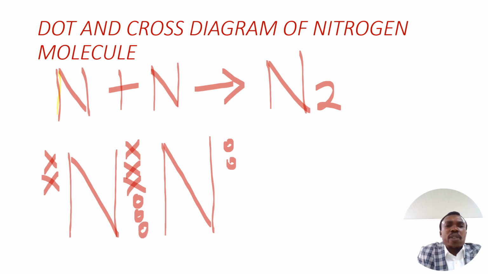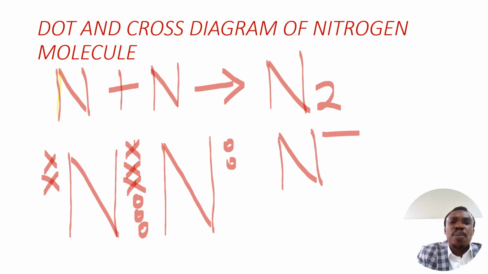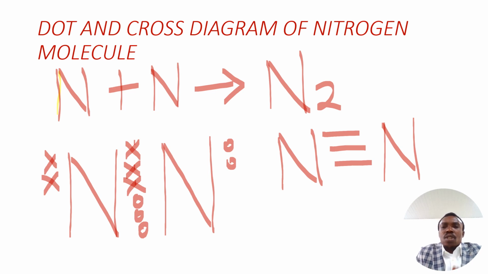So you can see that each of the nitrogen atoms has attained its noble gas configuration. Each of the nitrogen atoms has attained its octet state. This nitrogen you have 1, 2, 3, 4, 5, 6, 7, 8. This nitrogen you have 1, 2, 3, 4, 5, 6, 7, 8. Each of the nitrogen atoms contributes 3 electrons for the bond formation. If we are to draw the display formula, it's going to be nitrogen triple bond nitrogen. This is an example of triple covalent bond.